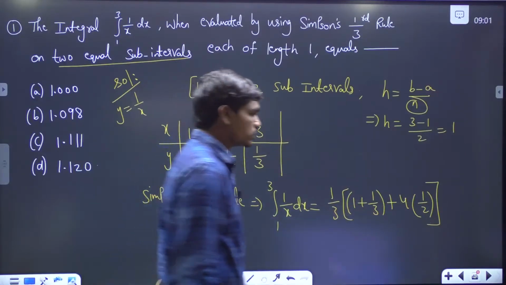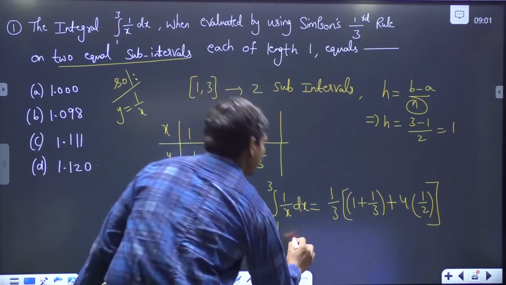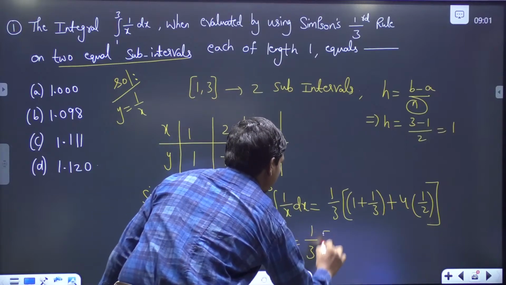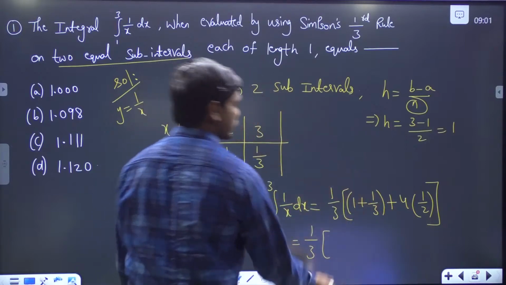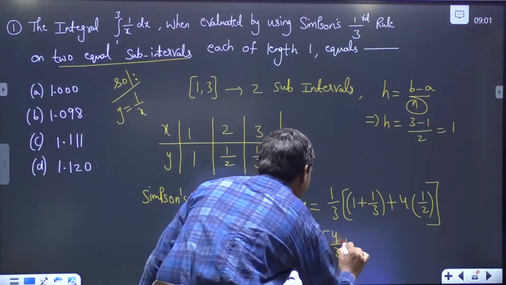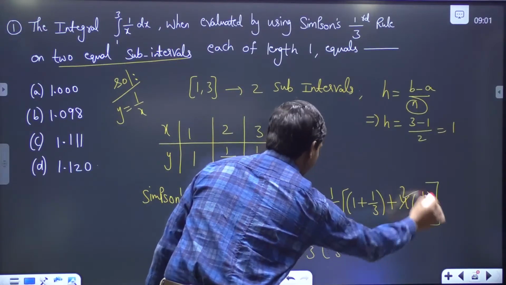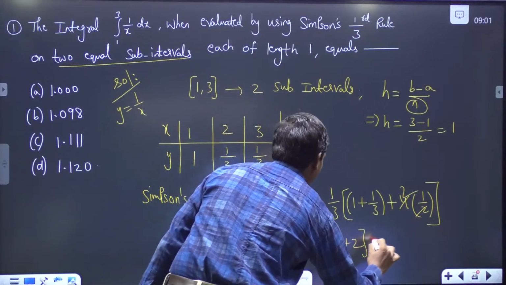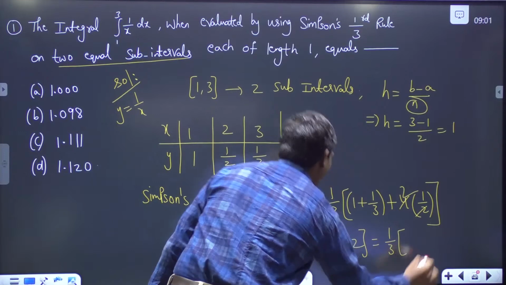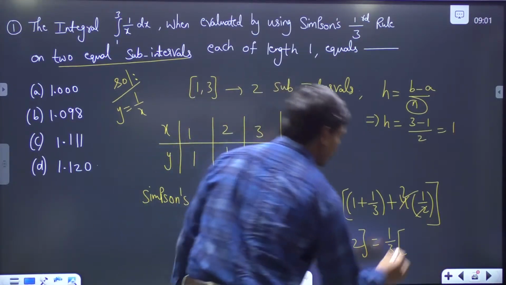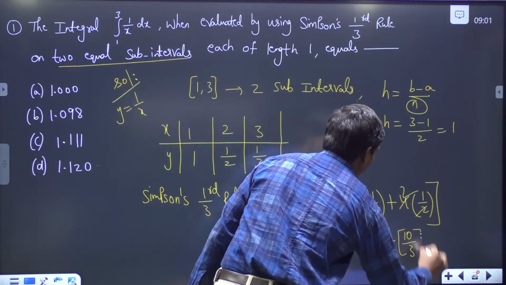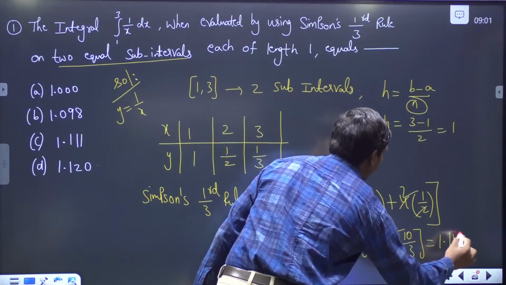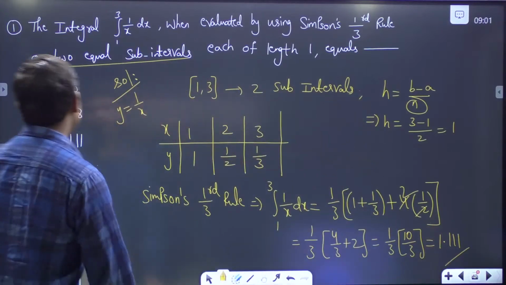So 1 by 3 into (4 by 3 plus 4 by 2). Of course 4 by 2 is 2, so you can cancel this, no issue of writing like this. Then 1 by 3 into, if you take the LCM, 10 by 3, so 10 by 9. I hope the answer is 1.111. Option C.